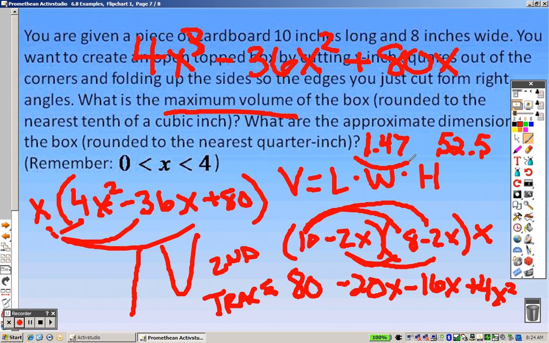Here's what that means. If you cut out an x of 1.47, and keep in mind x needs to be in between 0 and 4, which it is, this right here would be your max volume, which is 52.5, which is the answer you're looking for in the problem. So what that helped you find out was the maximum value you could put x in to get out the maximum volume that you could possibly get out. And that maximum volume is 52.5.